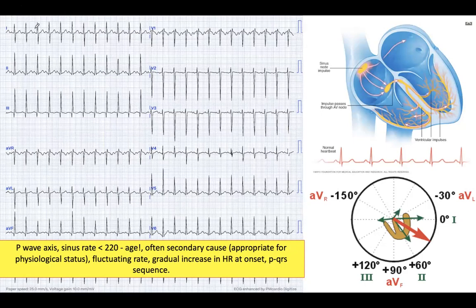The heart rate is not above 210. The P is positive in lead 1, positive in lead 2, positive in lead 3, and positive in, where is AVF? In AVF, okay, guys? So everything is pointing towards it being sinus tachycardia, okay, guys?